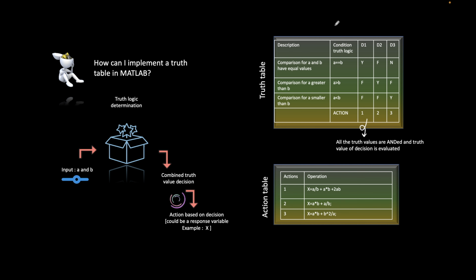For example, this could be a truth table with different conditions. This is the condition table for the truth table, and you have different conditions described here. Correspondingly, you have different decisions being taken here, and you have actions, and correspondingly you will have some action table.